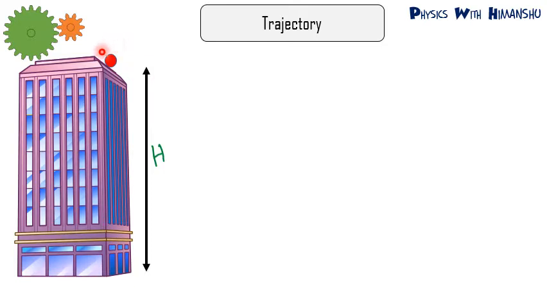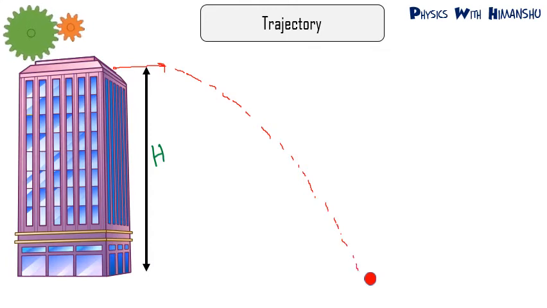Suppose you are on a building of height h and there is a ball on the top of the building, and suppose we launch the ball from the top of the building. So the ball will fall something like this. If you launch something from the top of a building horizontally, then it will take a path like this. So this is horizontal projectile motion. It means you are throwing the projectile in the horizontal direction.